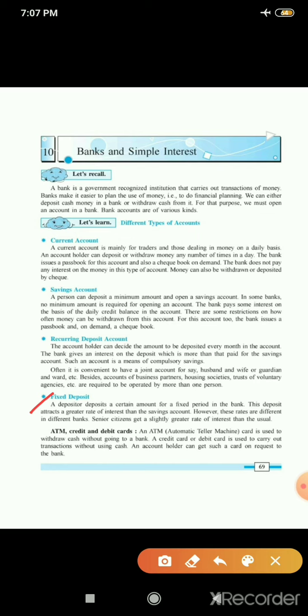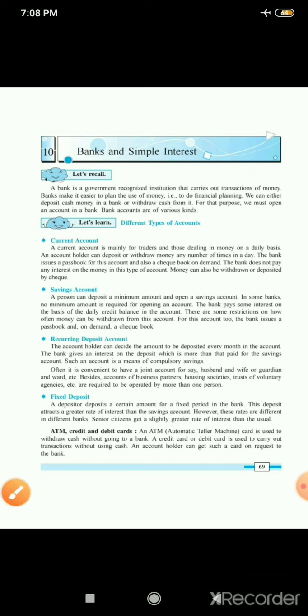So here you get more rate of interest than the savings account because you are keeping it for a fixed period of time. However, these rates are different in different banks. Senior citizens get a slightly greater rate of interest than the usual. So I hope you have followed the different types of account and fixed deposit.